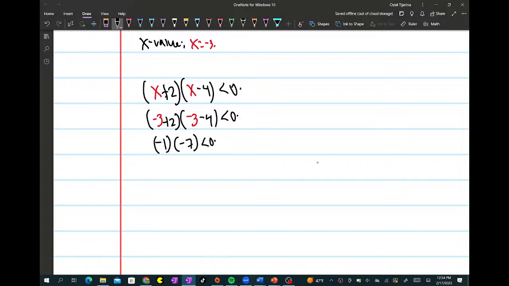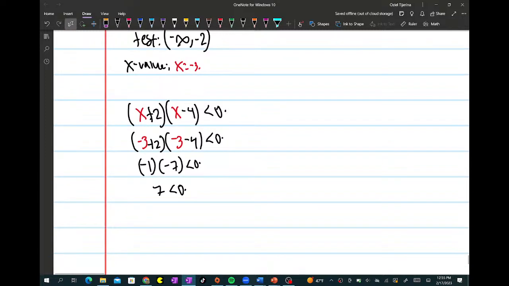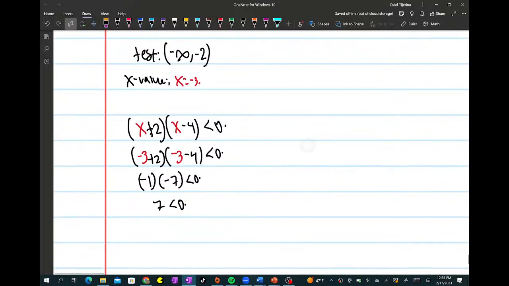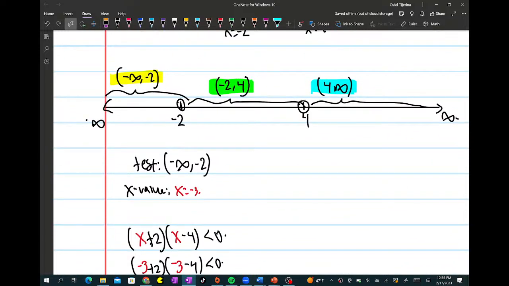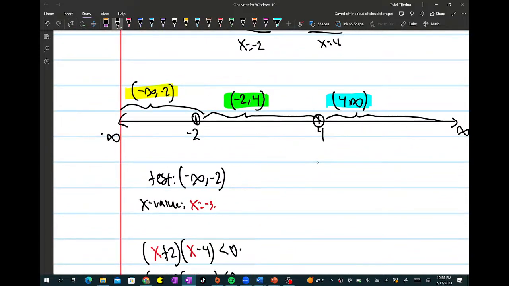Again, you are not switching the inequality unless there was a number being multiplied by a negative on the right side. We're not going to switch the inequality if there's a negative multiplied by a negative on the left side. So you can keep it like that. So you have 7 is less than 0. That's false. So obviously, from negative infinity to negative 2, that will not work.